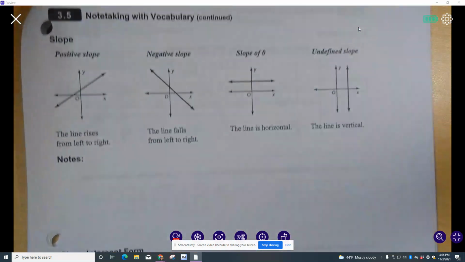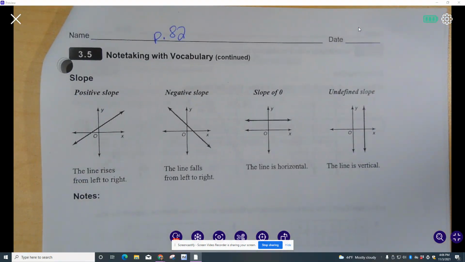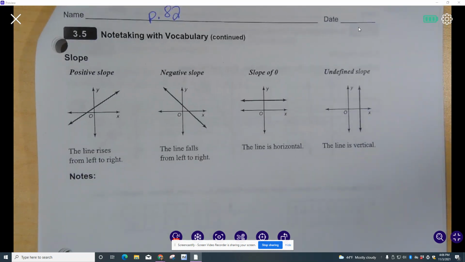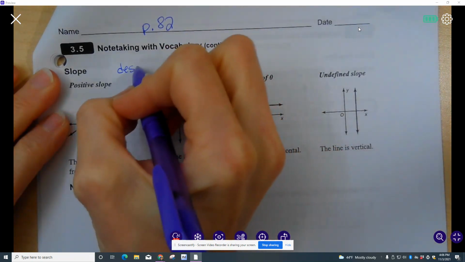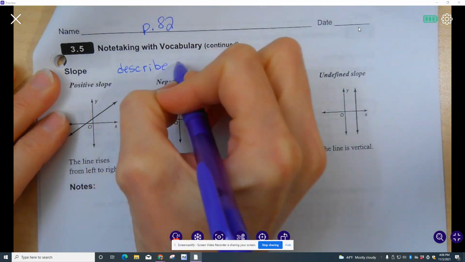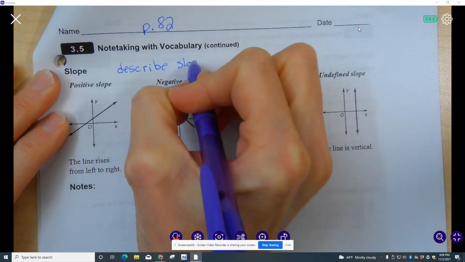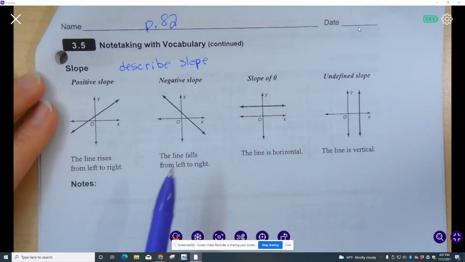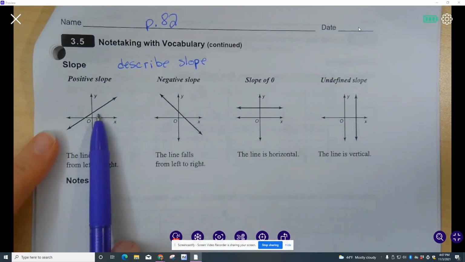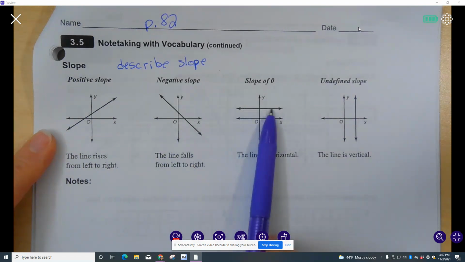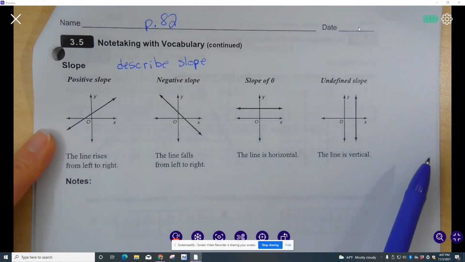All right, turn over now to page 82, please. So this top part just kind of describes what different lines look like and how we describe their slope. So when you have a problem that says describe the slope, this is what they are asking. They are asking you to tell whether the line has a positive slope, a negative slope, a slope of 0, or a slope undefined.